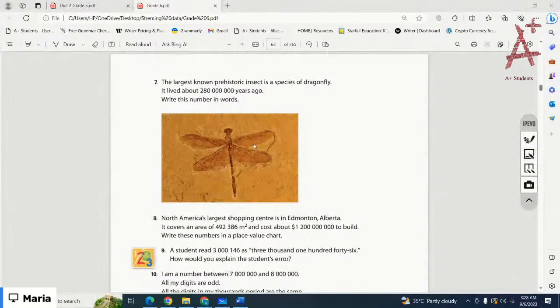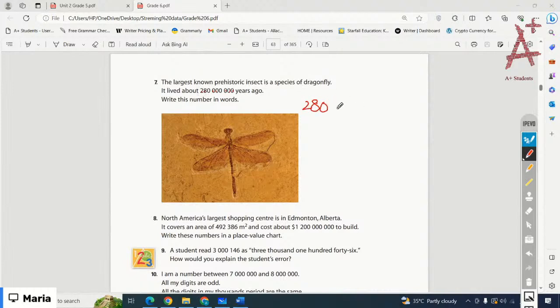The largest non-prehistoric insect is a species of dragonfly. It lived about this many years ago. Write this number in words. Okay, let me just see. What number is it? Ones, tens, hundreds, thousands, 10,000, 100,000, million, 10 million, 100 million. It would be 280 millions, right? Simply, it would be 280 millions, right?